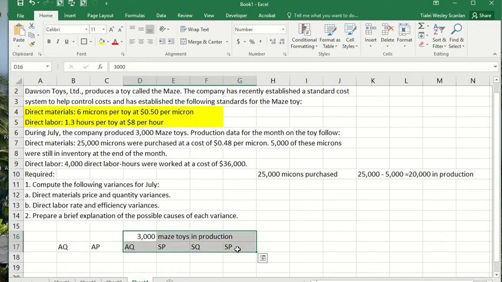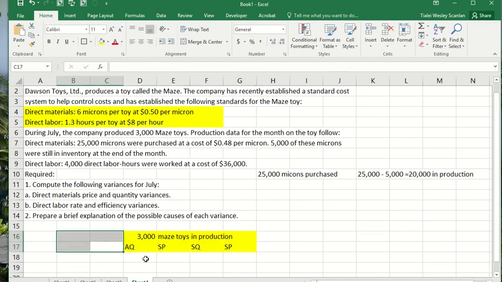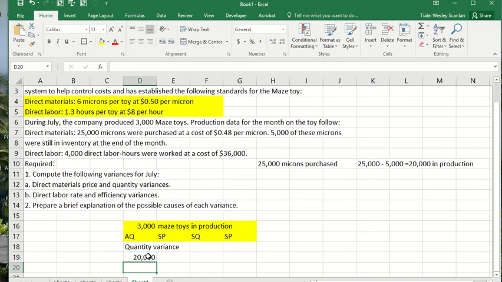Let's look at our quantity variance. So let's disregard these ones for a second. We're just going to look at quantity variance. They didn't use the full 25,000 microns that were purchased. They only used 20,000 microns for production because they had 5,000 left over. Remember, this is on a total quantity amount, and this is on a price amount per micron, 50 cents per micron.